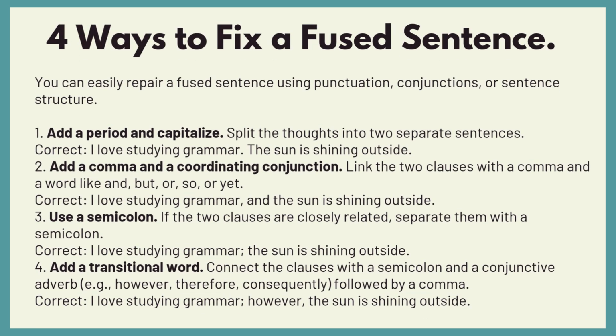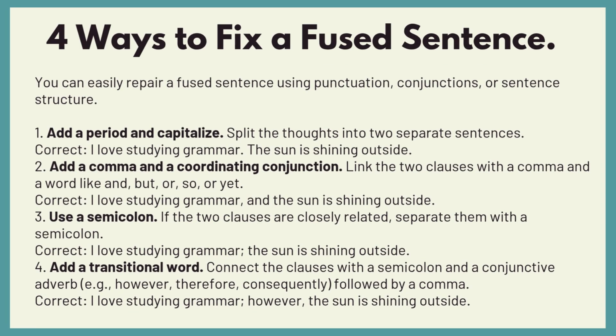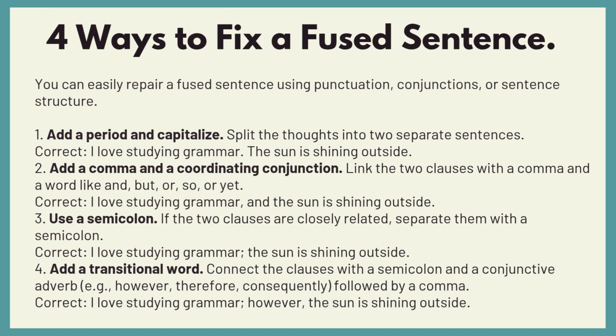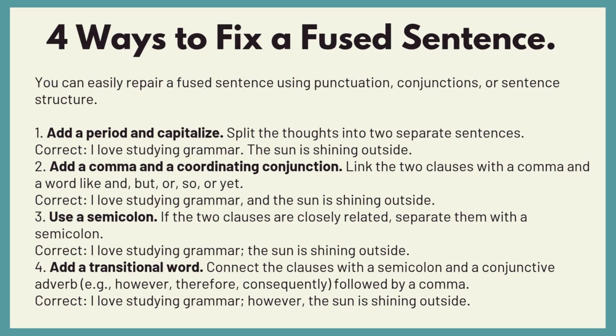4. Add a transitional word. Connect the clauses with a semicolon and a conjunctive adverb, for example, however, therefore, consequently, followed by a comma. Correct. I love studying grammar; however, the sun is shining outside.